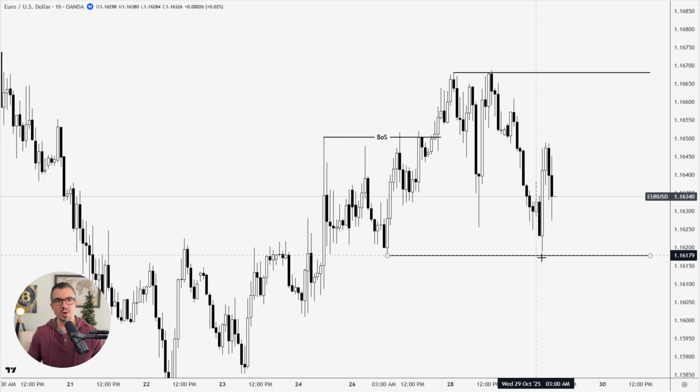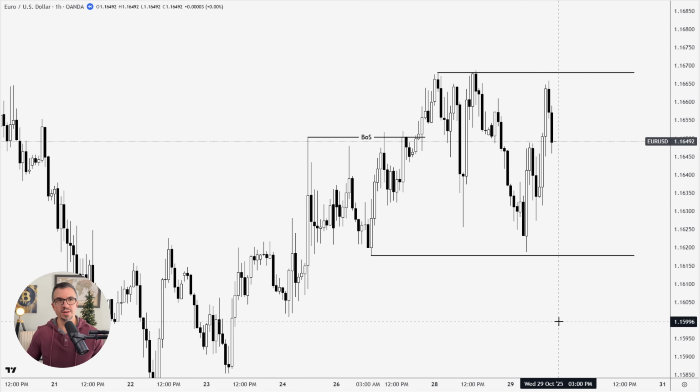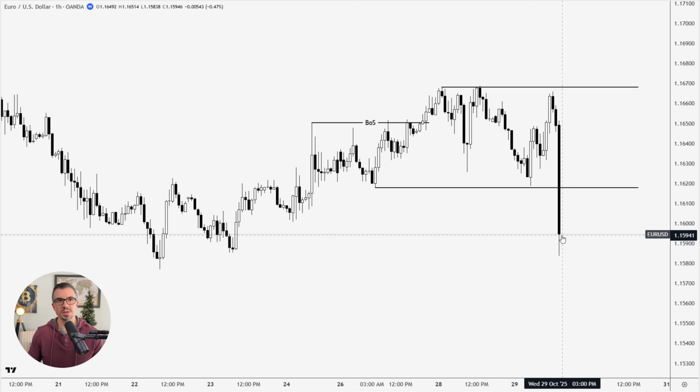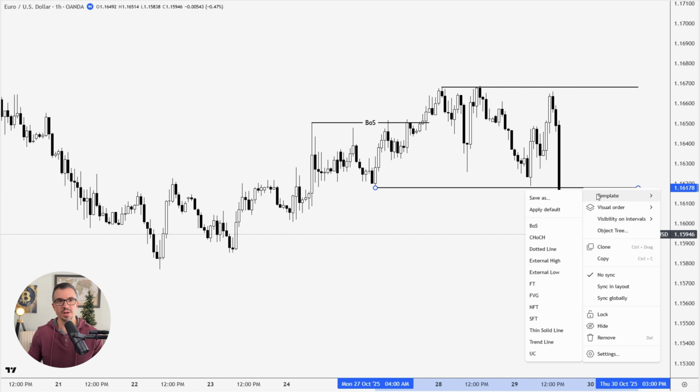Okay, so we bounce off of the low here. We don't close below it. So no change of character. Again, we don't take out this high. And then right there, we get this massive move here from the euro closing below. And this confirms our change of character.